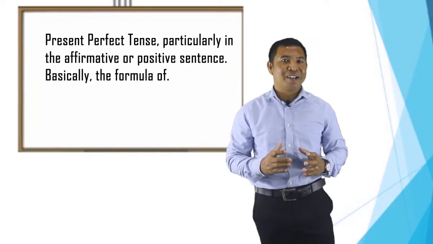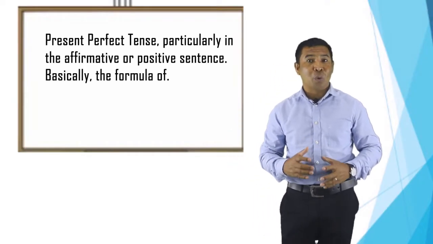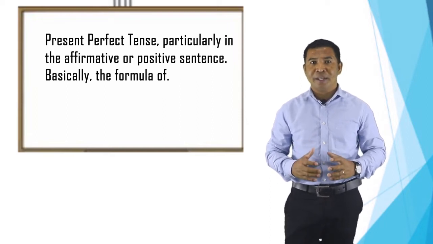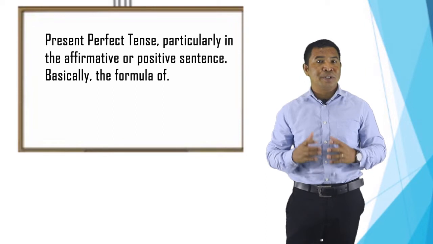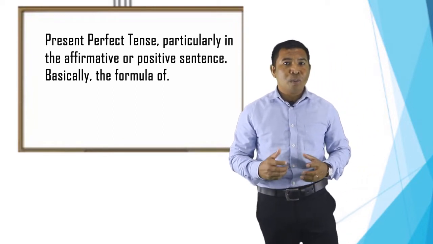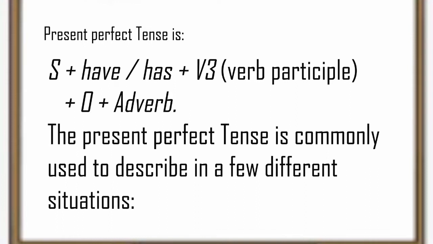Before going further, I would like to explain when to use the present perfect tense, particularly in the affirmative or positive sentence. So, basically, the formula of the present perfect tense is subject plus have or has plus verb 3 or past participle plus object plus adverb.